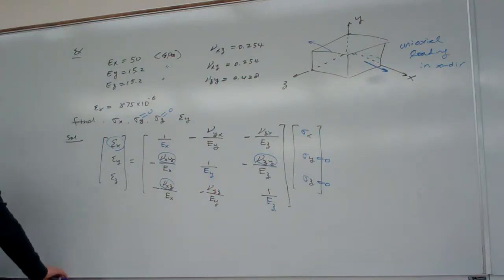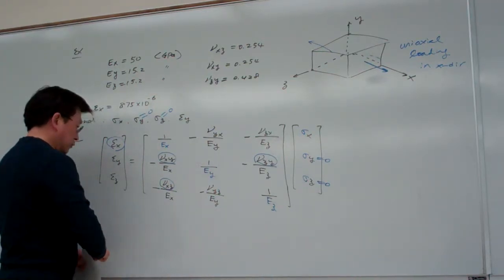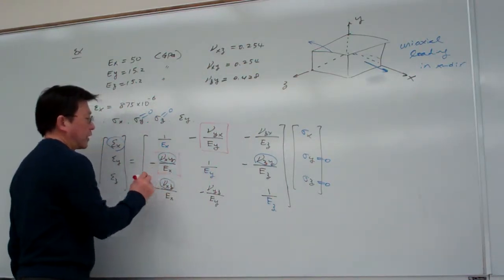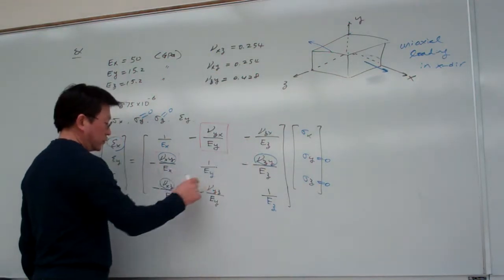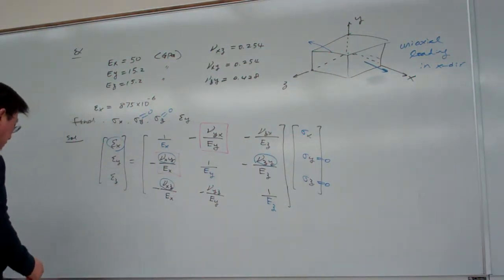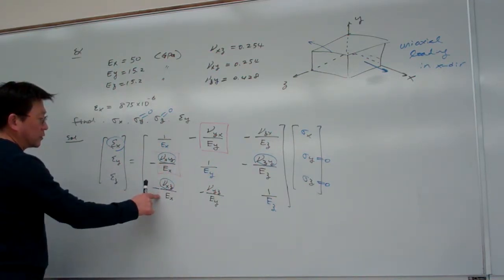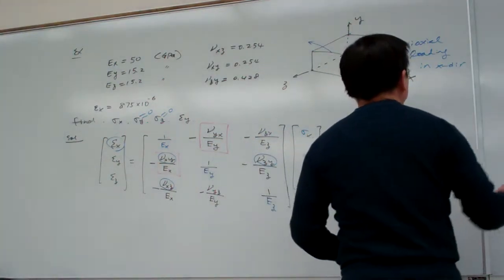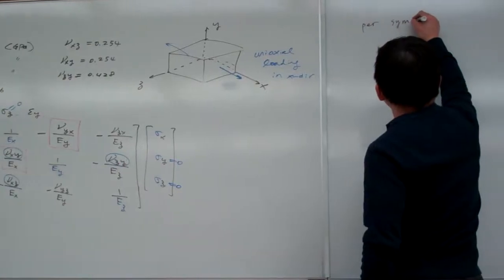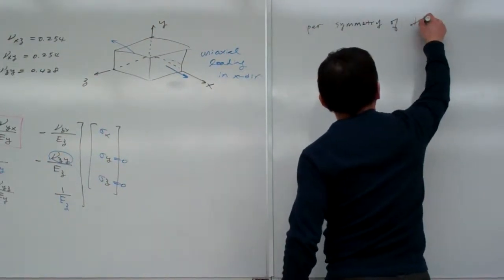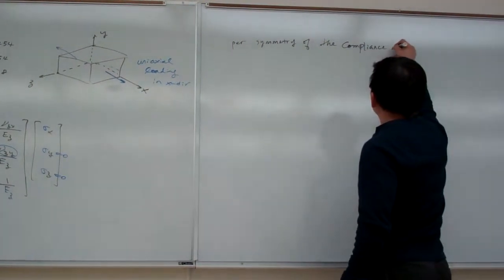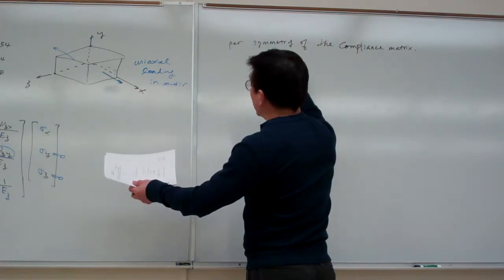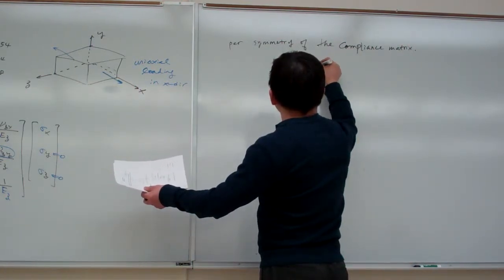So here we utilize the symmetry. This value equals this value by symmetry, and in a similar way this value equals that value. Using this information, we will be able to completely write out the numbers for this matrix. Using the symmetry of the compliance matrix, we find that nu yx over E y equals nu xy over E x.